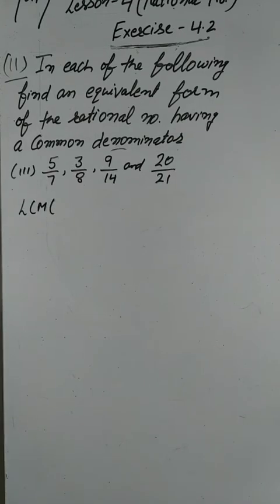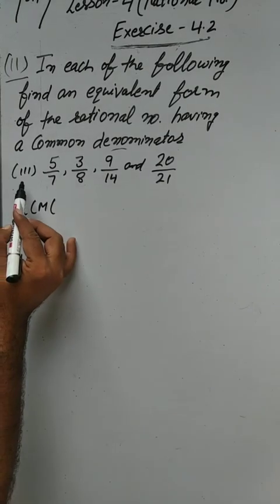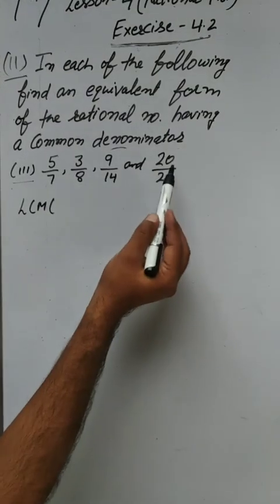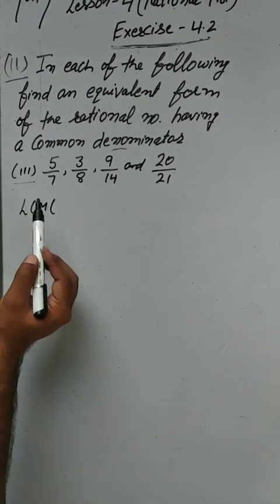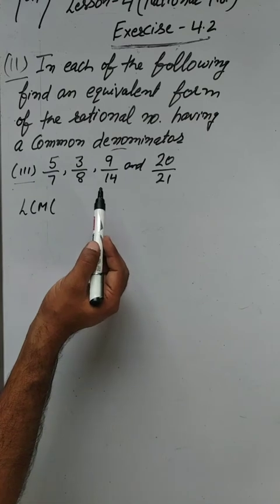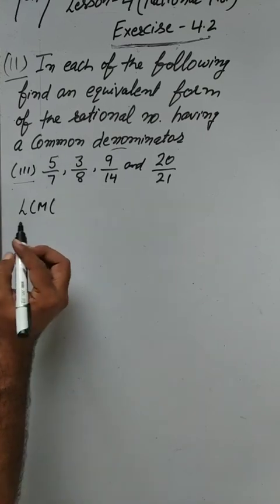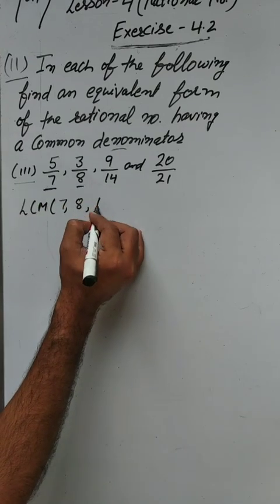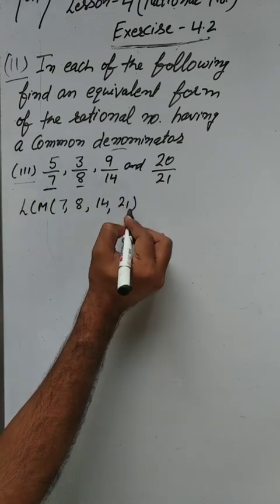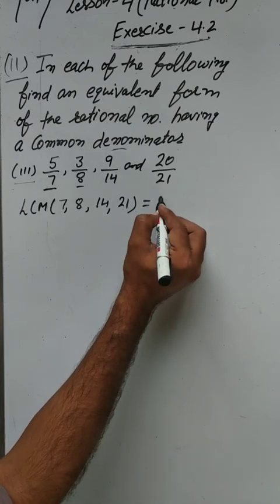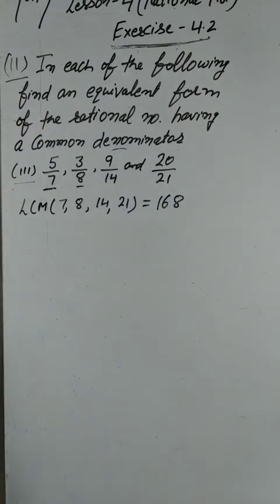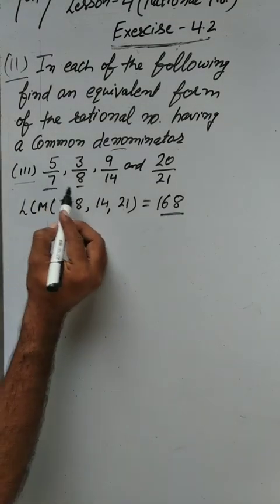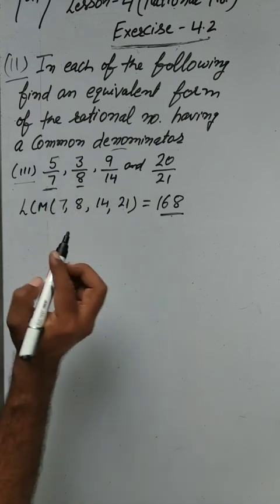Understood beta? Yes beta. 11th question, third part. We have been given the rational numbers. I want to change them to the same denominator. So first of all, find the LCM of all the denominators: 7, 8, 14 and 21. I hope you can easily find the LCM. The LCM will be, beta, 168. Now I want to change every denominator into 168.